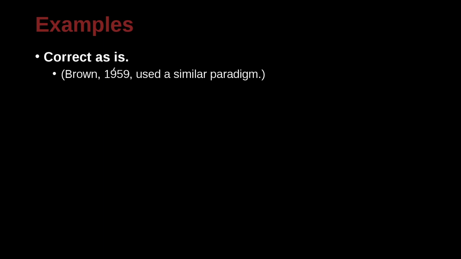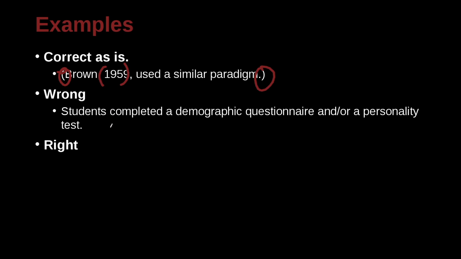Brown, 1959, used a similar paradigm. Why do we not use the parentheses here? Because you are already inside the parentheses, right? So when you have a citation inside, then you use commas.